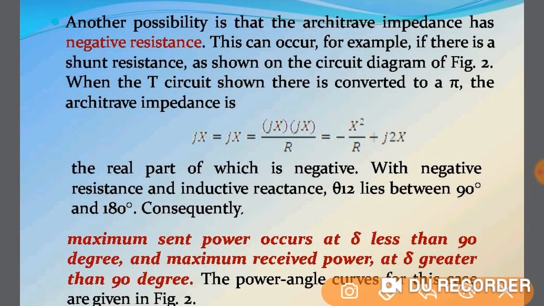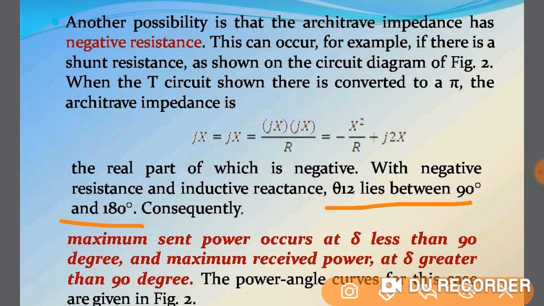Now coming to another possibility where the impedance is considered to have a negative resistance. This can occur if the resistance is a shunt resistance, which will be shown in the next diagram, and this circuit will be a T circuit which is converted to a pi. Then the impedance will be equal to jX into jX upon R, given by this equation, and this negative sign occurs due to the square of j. So that is why we get a minus sign here, which makes it a negative resistance system. So we can say that the real part is negative, with a negative resistance and inductive reactance, and here theta 12 lies between 90 and 180 degree.